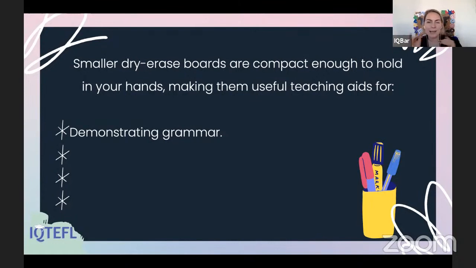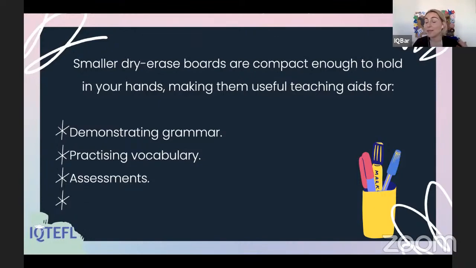You know, they were just a little bit too tricky for her. For practicing vocabulary, it's a great tool to have to show the spelling of a word and the pronunciation of a word. For assessments, you can keep score. It's a fun way to do assessments.